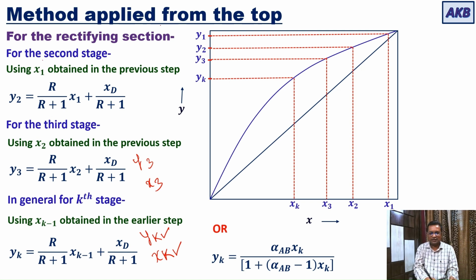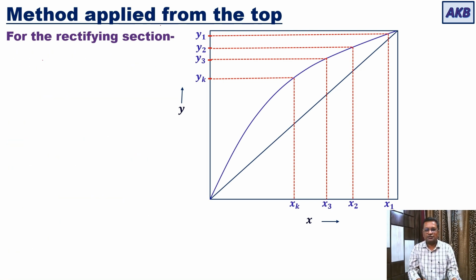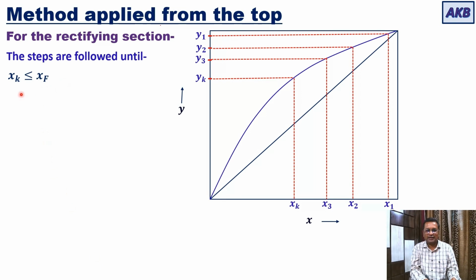So in this way, we have considered any stage, I'm calling that the kth stage, and I have told you how the equation for the operating line is used for that stage. After doing calculations for the kth stage, you'll be following the steps that we have just understood till the kth stage. You are going to follow those steps till this condition is satisfied: xk is less than xf.